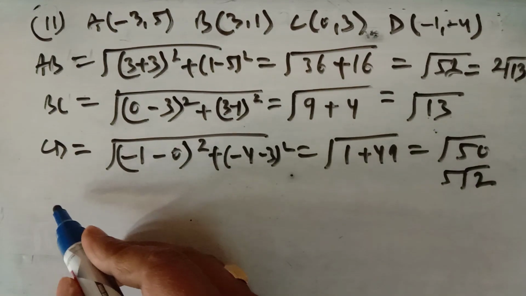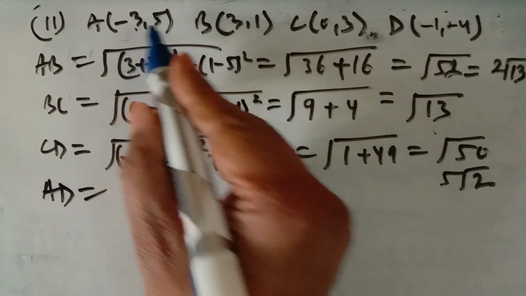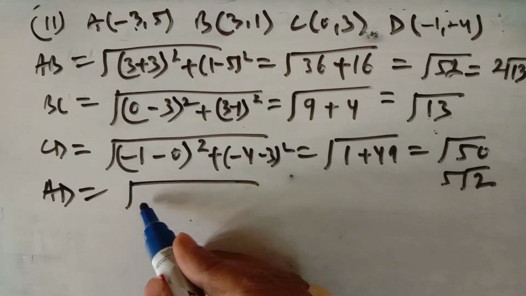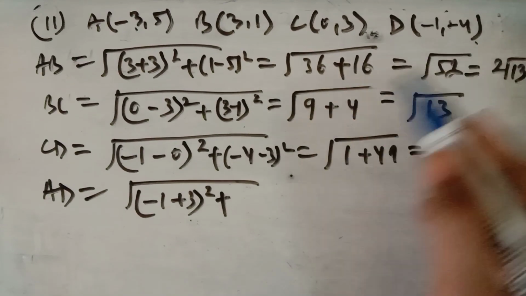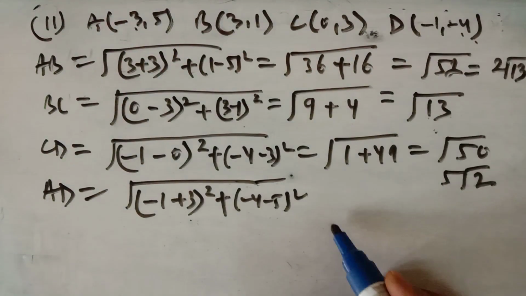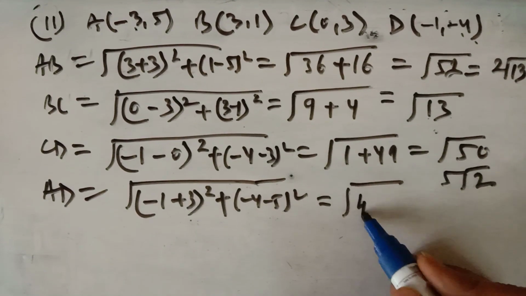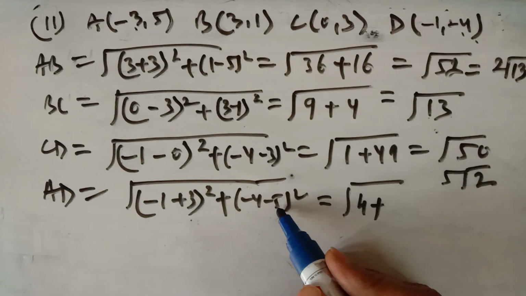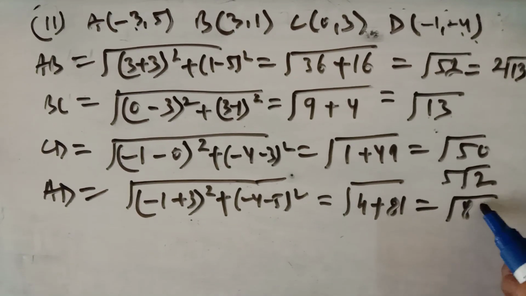You can solve it. And find the distance of AD, which is coming out to be (x2 minus x1) whole square plus (y2 minus y1) whole square, which is coming out to be -1 plus 3, 2 square, that is 4, -4 minus 5, -9 square is 81, so it is root 85.